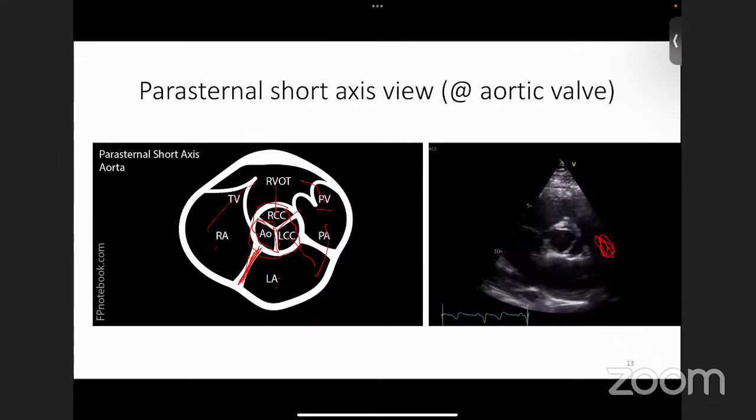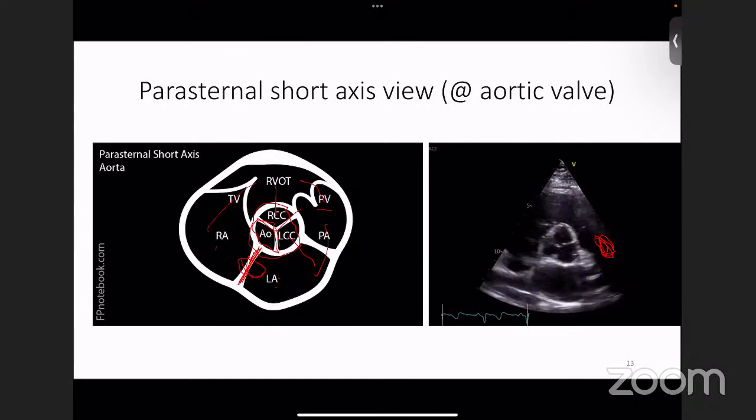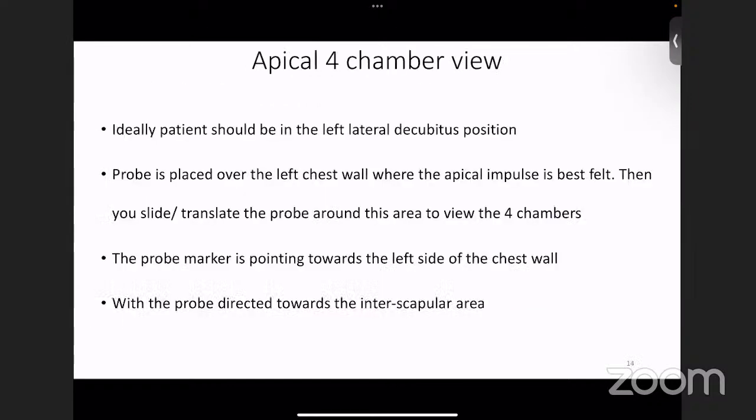Another important thing you can assess is ASDs. Because you see the interatrial septum very nicely here, you can see the ASD if you put a color flow on the interatrial septum. Next, coming to the apical 4-chamber view.